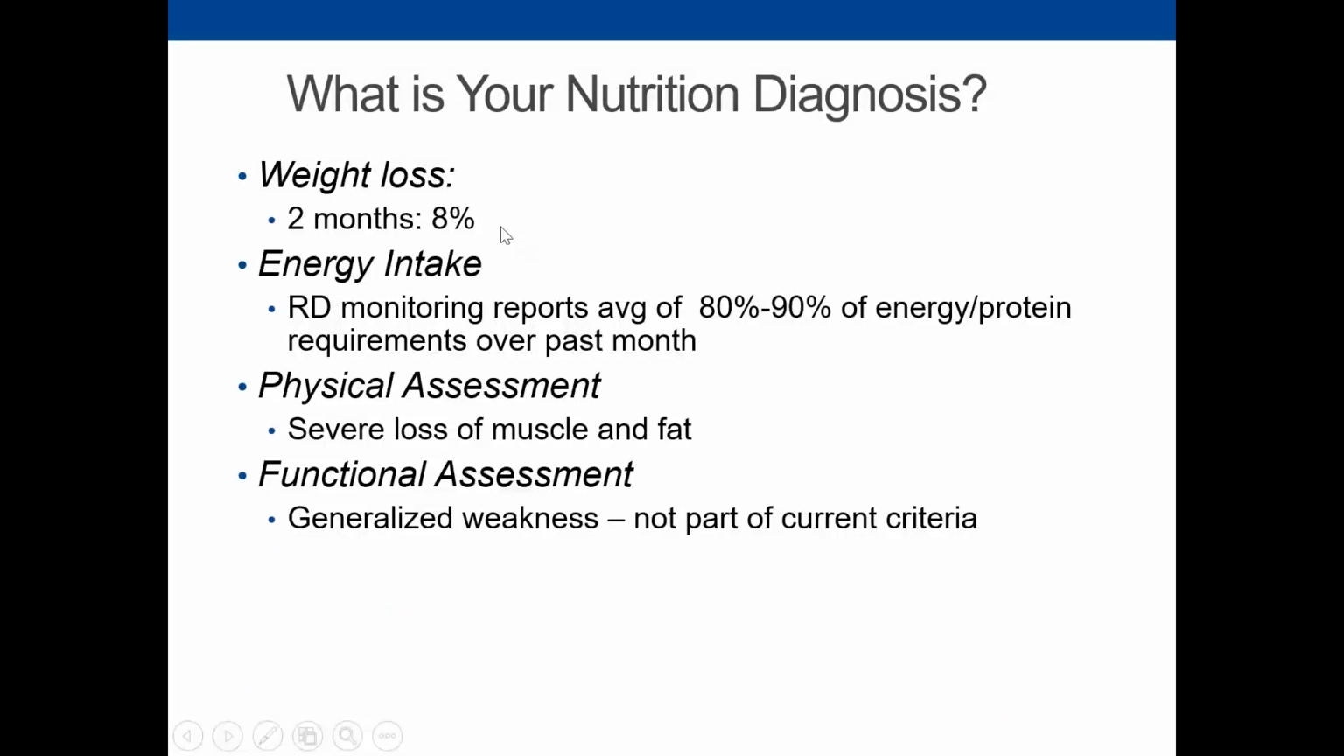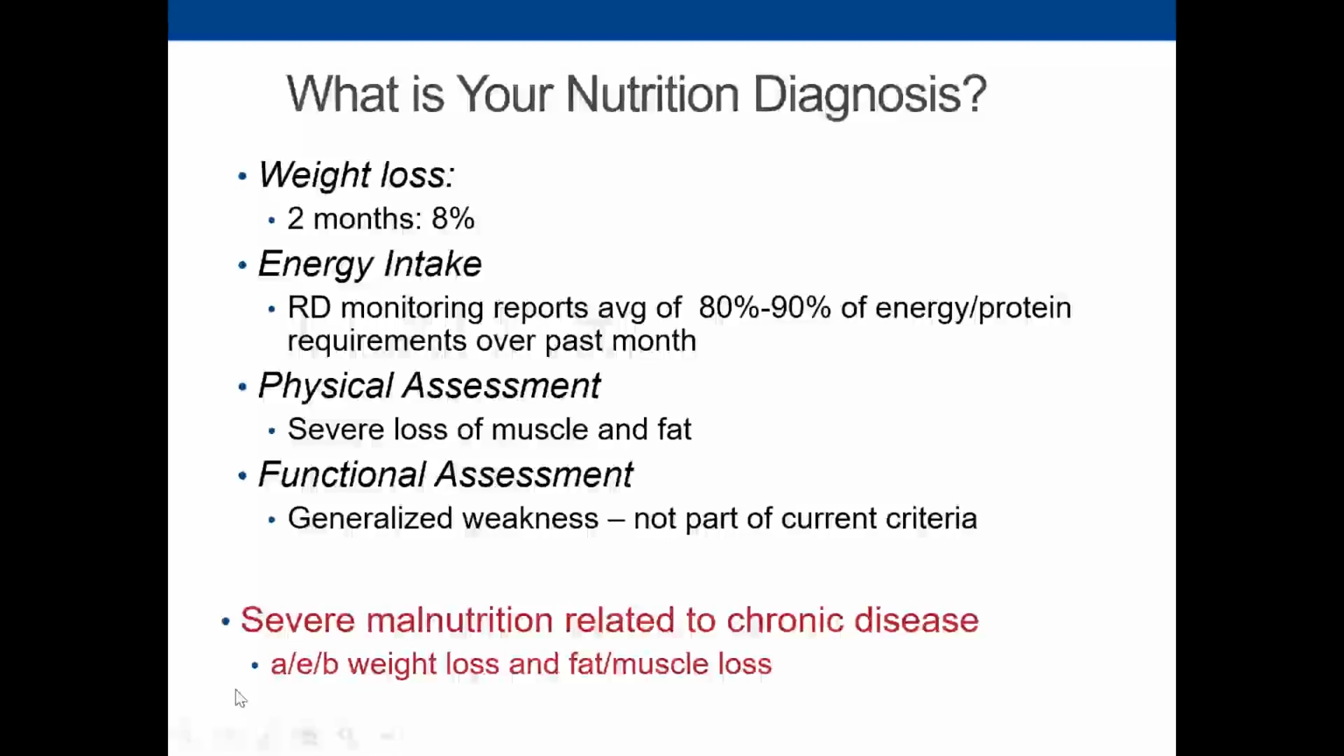So her diagnosis from a nutrition perspective: 8% weight loss over 2 months, her energy intake had been pretty reasonable. We were able to achieve over the past month 80 to 90% of her protein and energy requirements. And I remember actually going and calculating 30 days' worth of intake just to make sure I had the right information. She was showing severe loss of muscle and fat. So her diagnosis was, again, similar to the gentleman before, severe malnutrition related to chronic disease, as evidenced by her weight loss and fat and muscle loss.